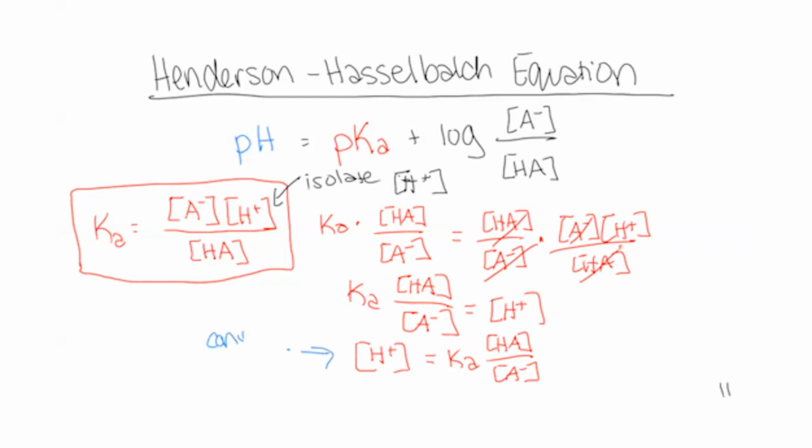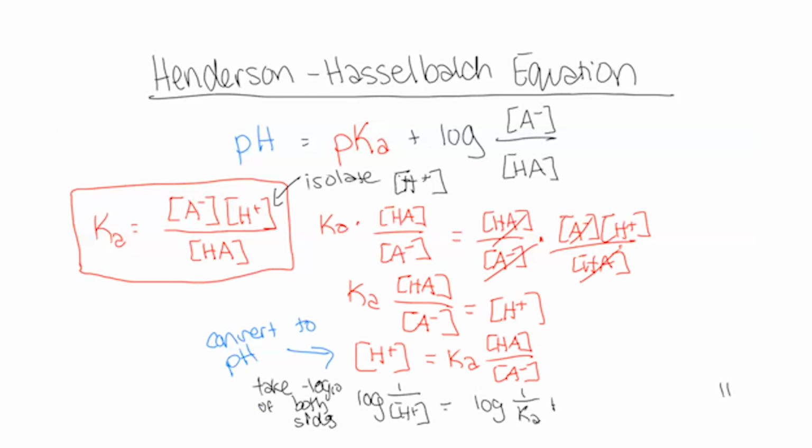So we want to convert this to pH, and we can't just convert the one side of things. Instead, we're going to have to convert both sides to keep things even. So what we're going to do is take the negative log 10 of both sides. So we're going to get the log of 1 over H plus equals the log of 1 over Ka plus the log of 1 over HA over A minus.